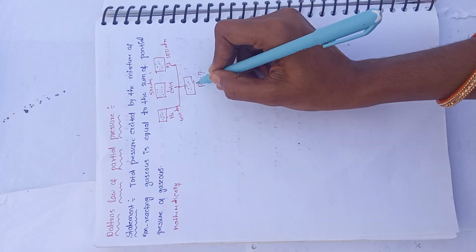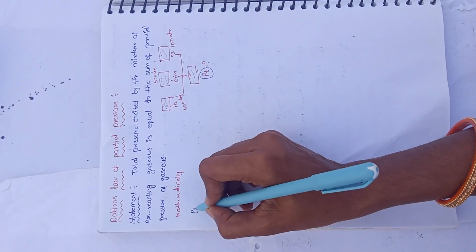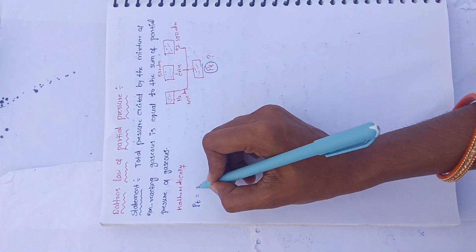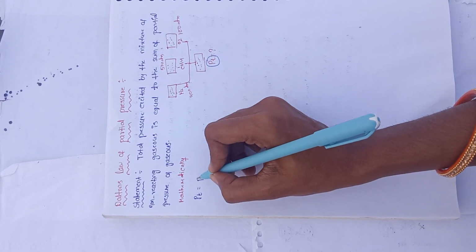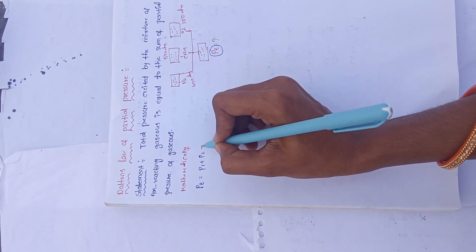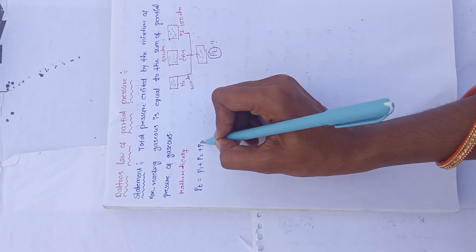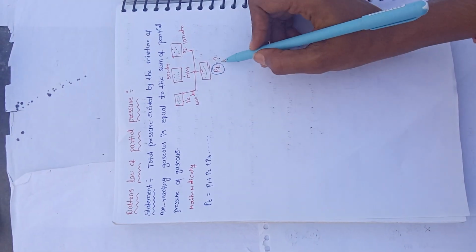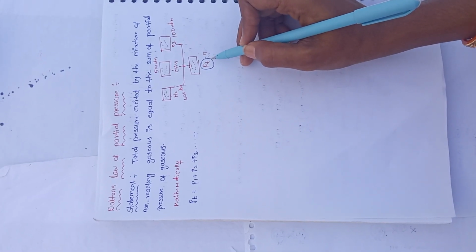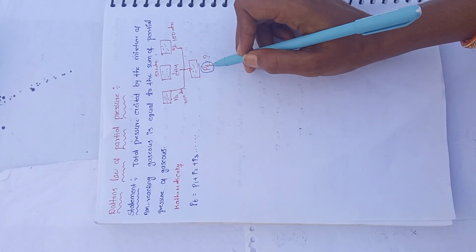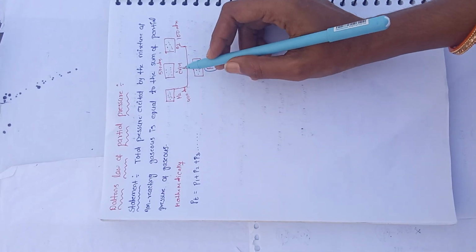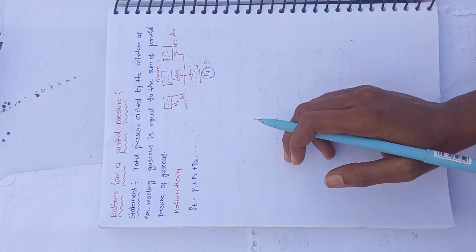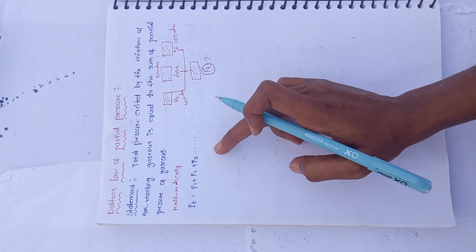So mathematically, how to write it? Total pressure PT is equal to P1 plus P2 plus P3, and so on. So to find the total pressure, PT is equal to P1 plus P2 plus P3.